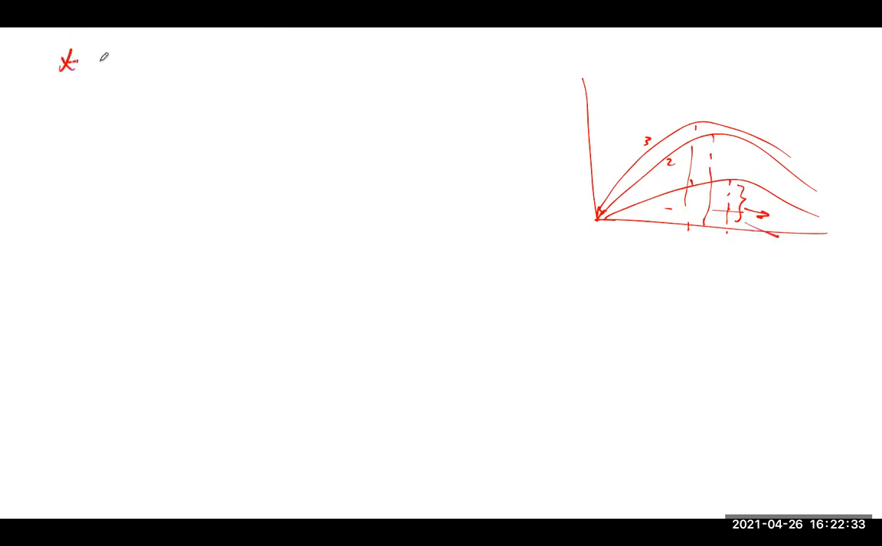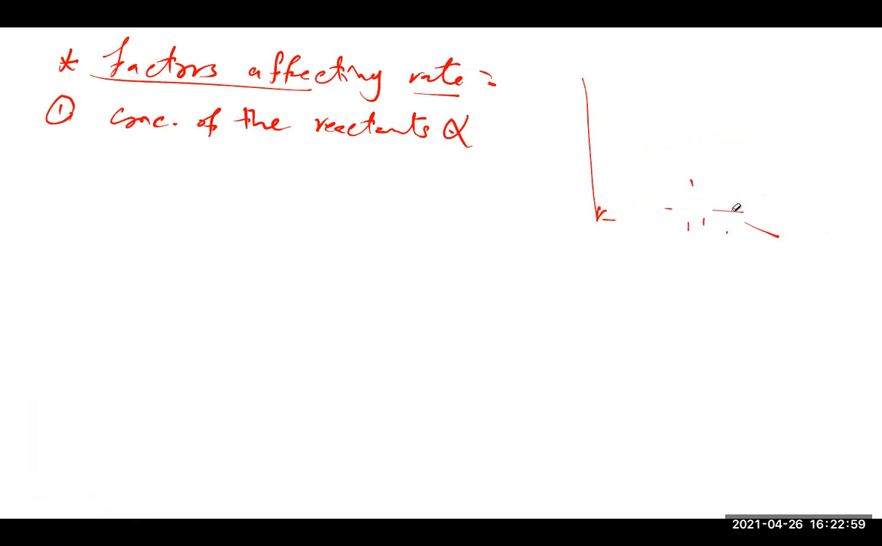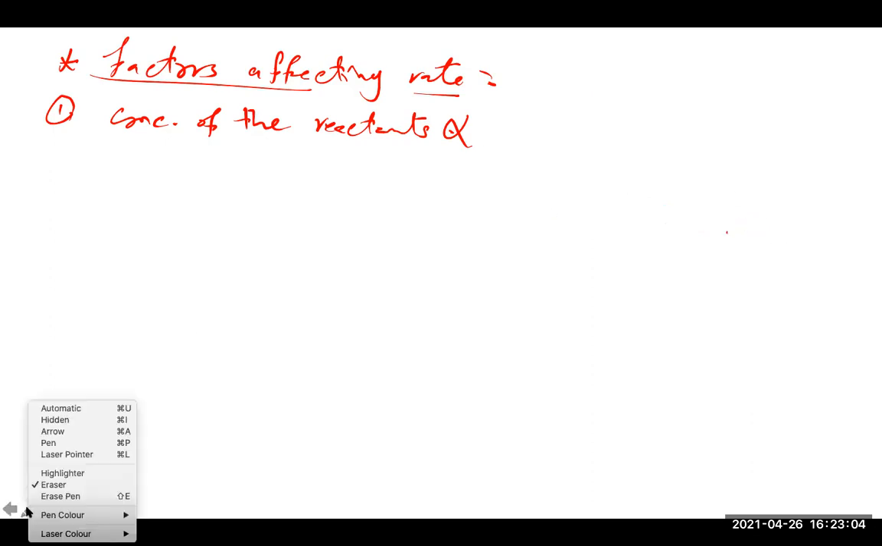Okay, next we need to know about the factors affecting the rate of the reaction. We have 5 factors. The first one is the concentration of the reactant. And here we have a direct relationship between the concentration of the reactant and the rate. It means that the higher the concentration, the higher the rate, and this reaction will be fast.